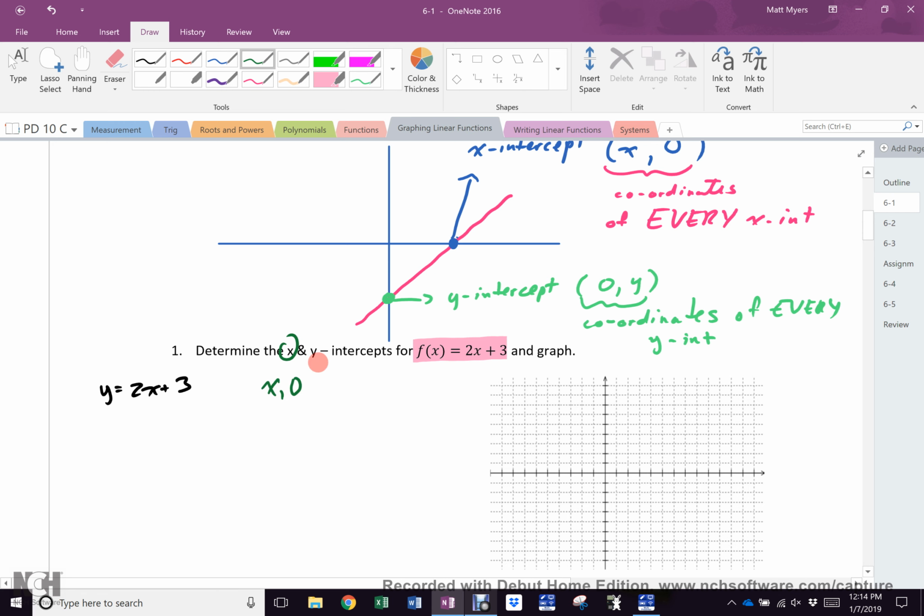X comma 0. Every y-intercept is what? 0 comma y. Do I know that value? No, it's an x value. Do I know that value? It's 0, and it's a y value, correct? What do I see right there? Y. So what can I write there? 0 equals what? 2x plus 3.